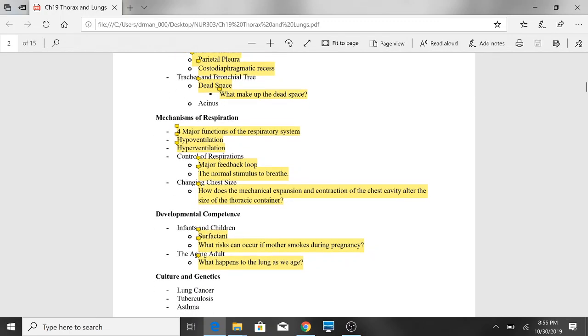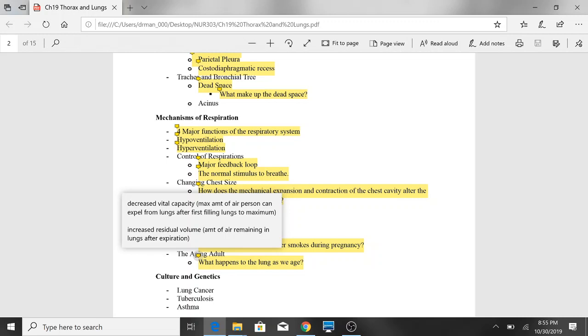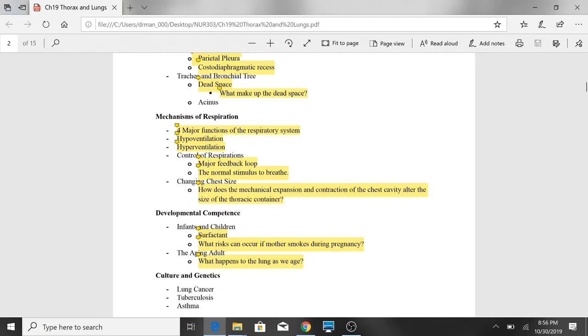So let's talk about the aging adult. What happens to the lungs as we age? Well, you got decreased vital capacity. It's like the maximum amount of air a person can expel from lungs after first filling lungs to maximum. So it's like you breathe all the way in until you really can't breathe anymore, and then you breathe all the way out, and that's basically what it is. You got increased residual volume, amount of air remaining in lungs after expiration.